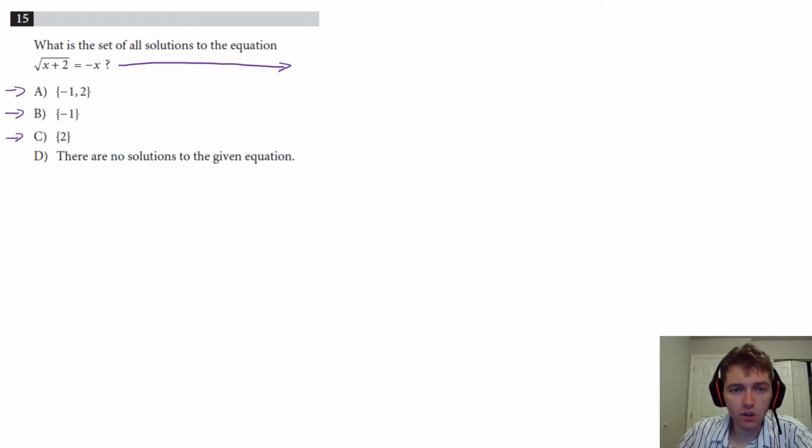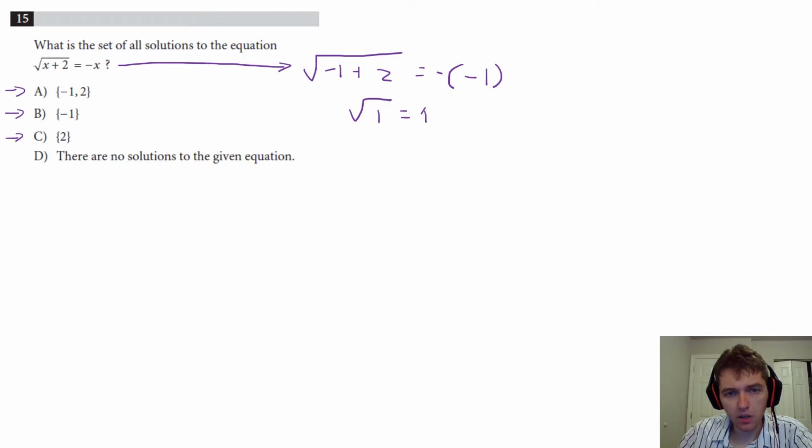Start with -1, so square root of -1 plus 2 is equal to, don't let the negative confuse you here, you have to do negative of -1. So you'll have -1 plus 2 is equal to the square root of 1. Is that equal to 1? Yes, it is. 1 is equal to 1. That checks out. So -1 is definitely an answer. It's not just 2, and it's not that there are no solutions. The only question is, is 2 also a solution?